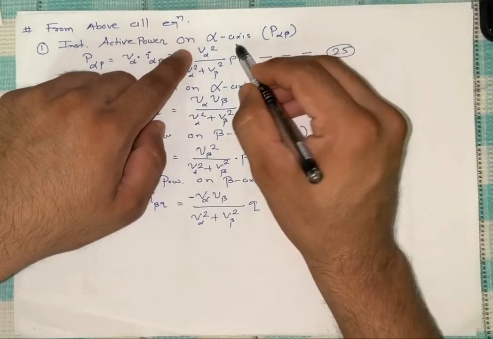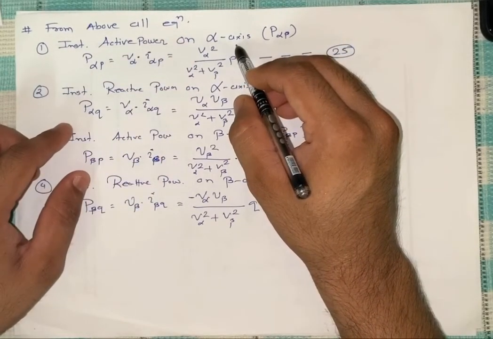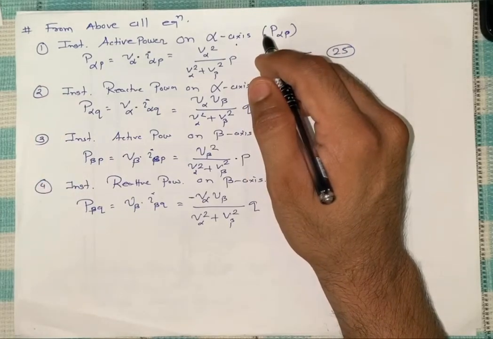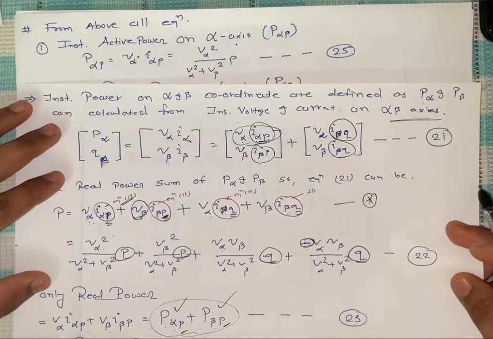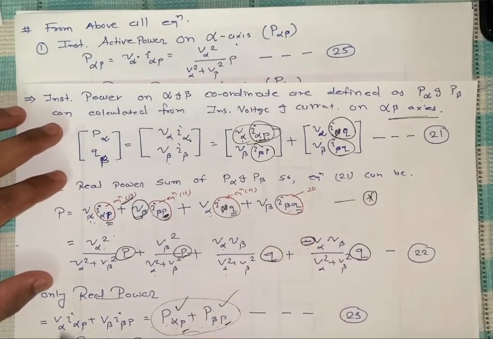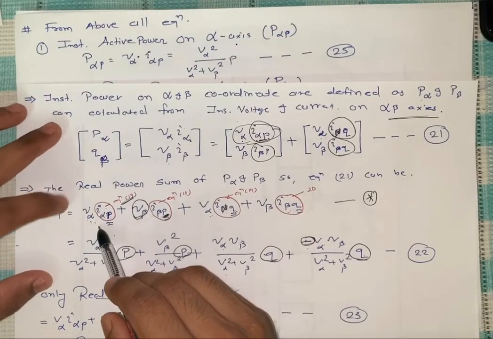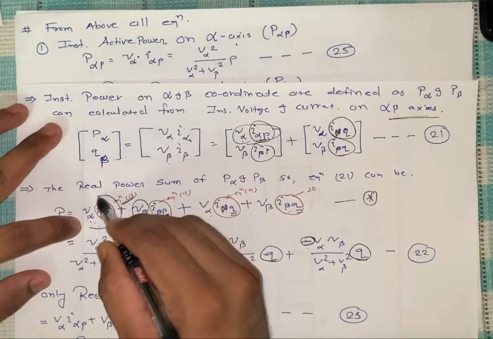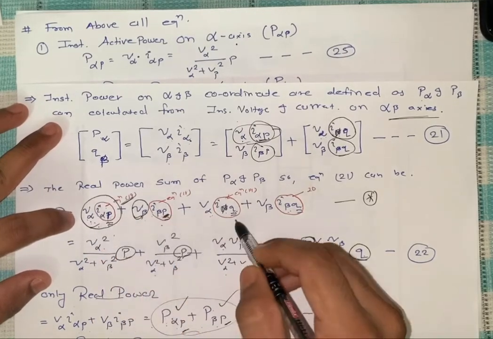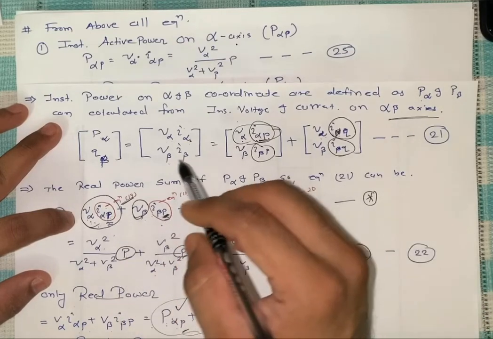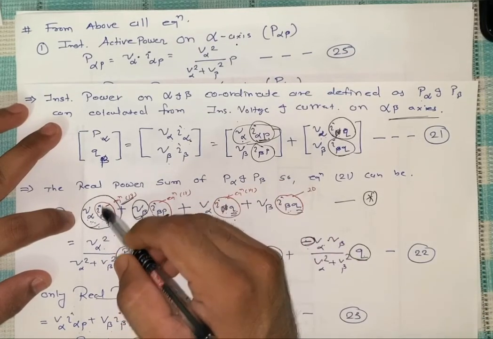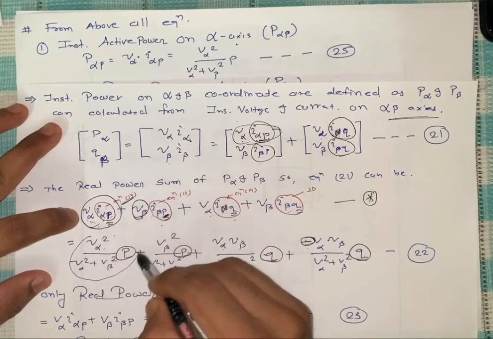on alpha axis. Instantaneous active power. So what will happen over here? You can see this equation, maybe you can see it easily. I am talking about this form. We have four power terms: 1, 2, 3, 4. It will be one for the active, other for the reactive. So we can write V alpha I alpha P here.